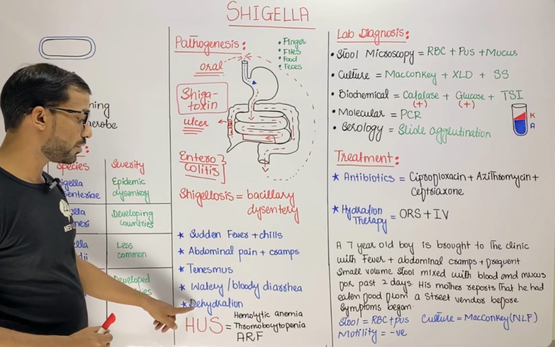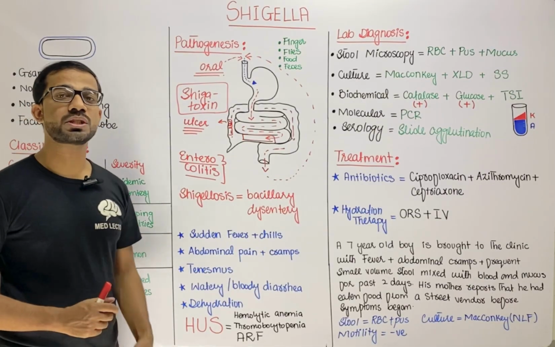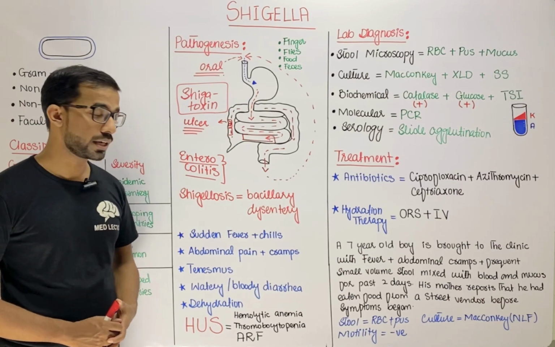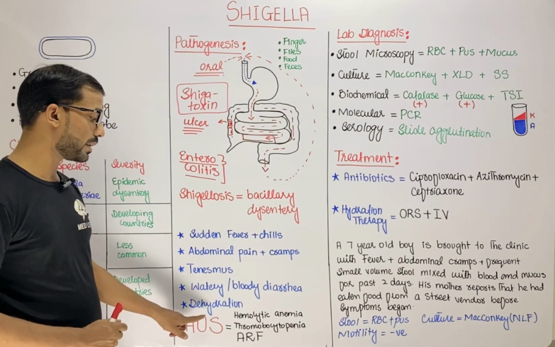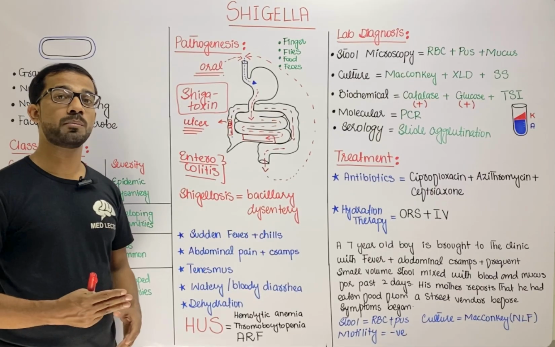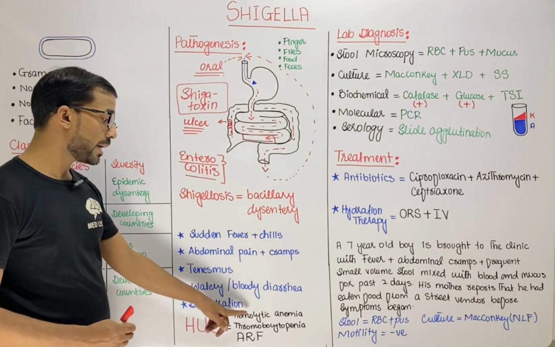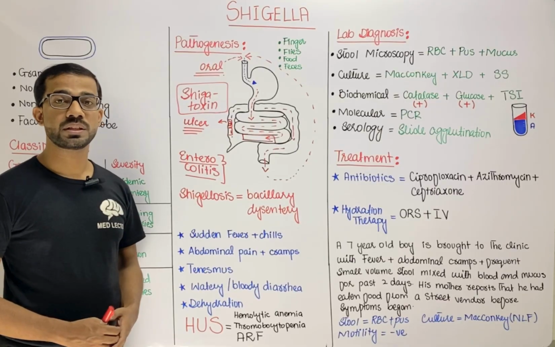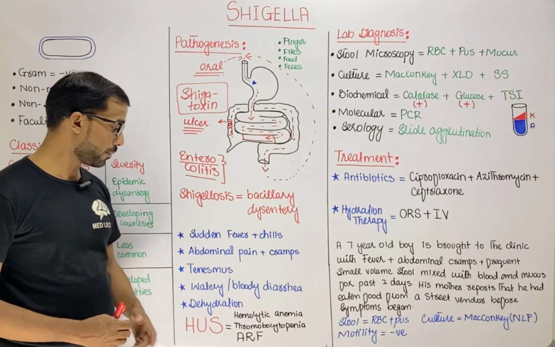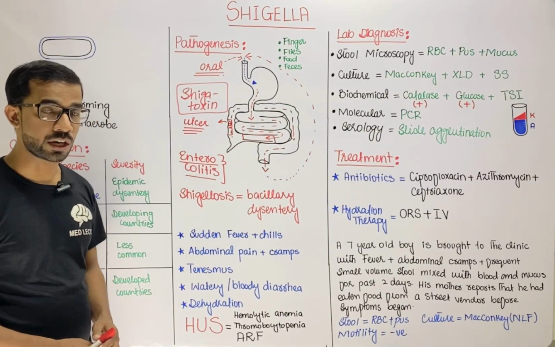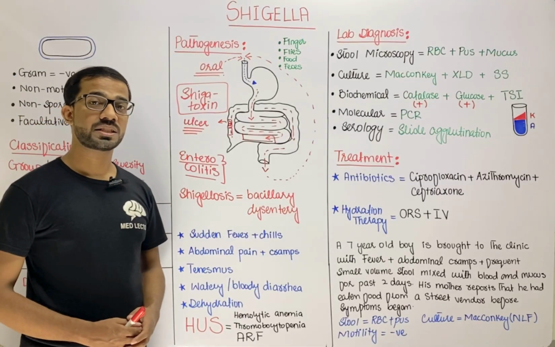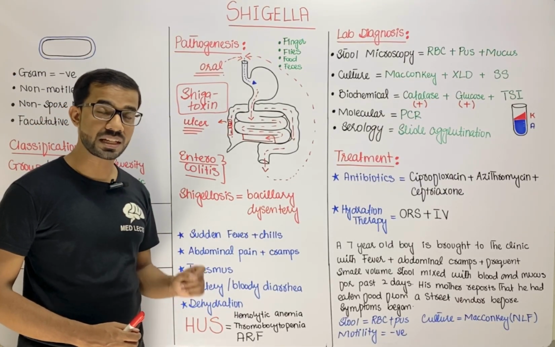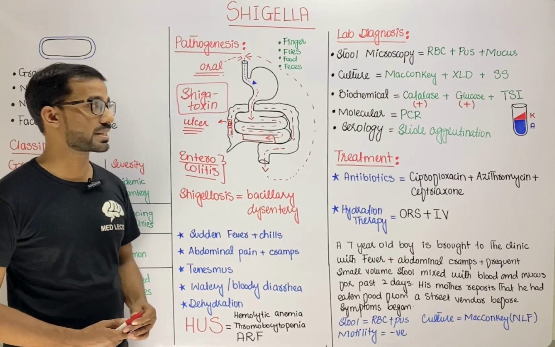Dehydration, and in the most severe cases, due to the production of the Shiga toxin, you can also see hemolytic uremic syndrome, in which you will see the three most important features: hemolytic anemia, thrombocytopenia, a reduced platelet count in the CBC report, and acute renal failure. So these are the different symptoms in HUS, and it is seen in the most severe cases.